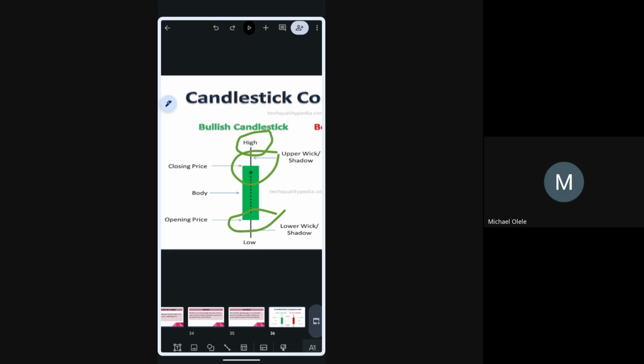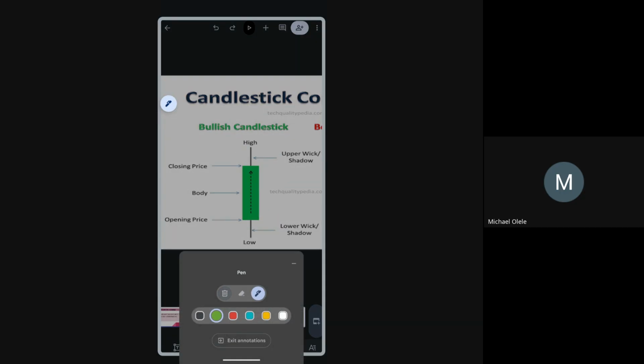Okay, let's not forget the major part of a candle. We have the closing price, we have the opening price, we have the body, and we have the upper wick, and we have the lower wick or the lower shadow. Okay, we also have the high and the low. Now let's move on to the bearish candle.